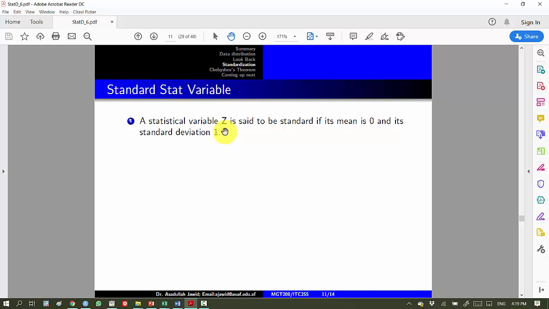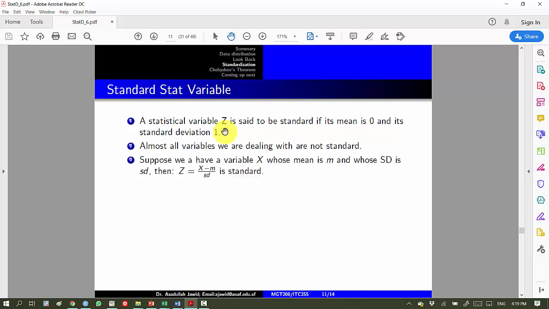Particularly if we are interested to compare the distribution of variables having different mean or different center, we try to standardize them first, then compare. Almost all variables we are dealing with are not standard at the beginning.